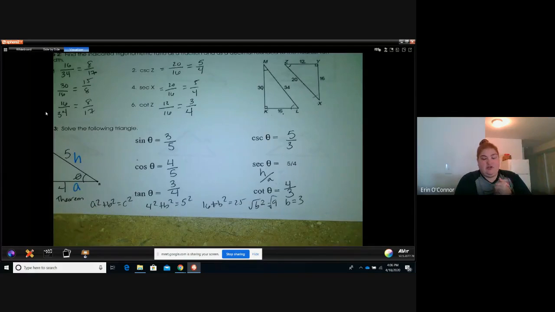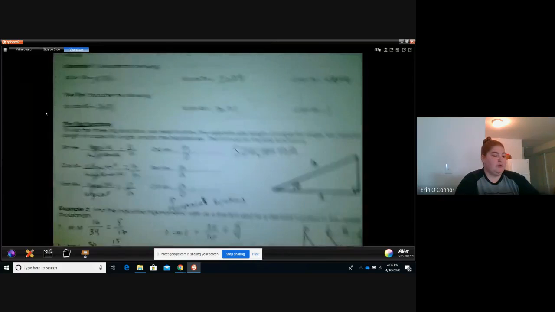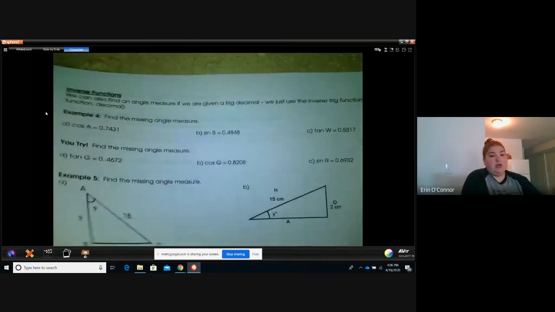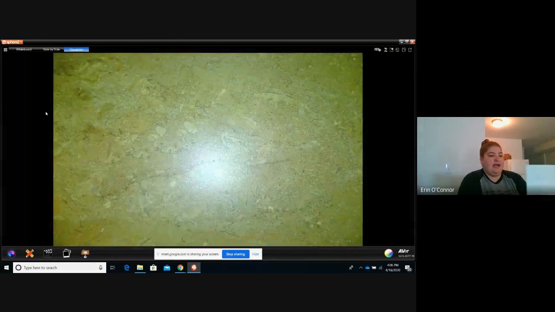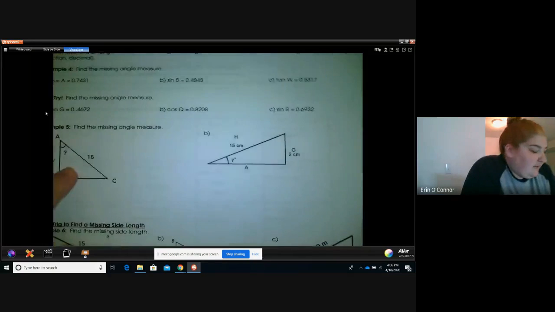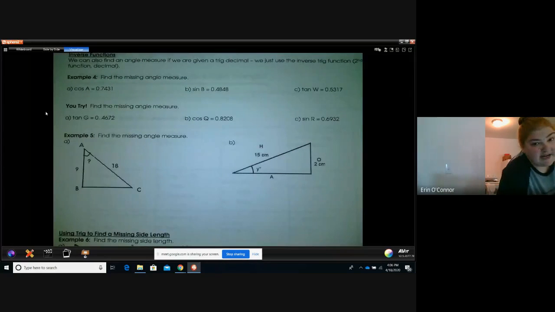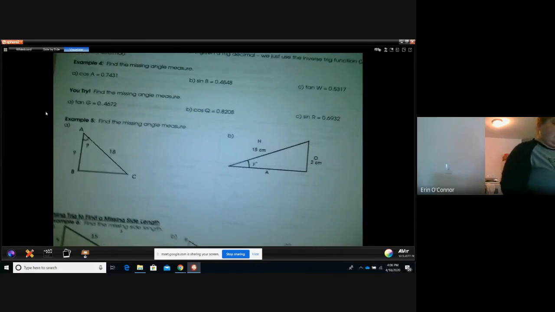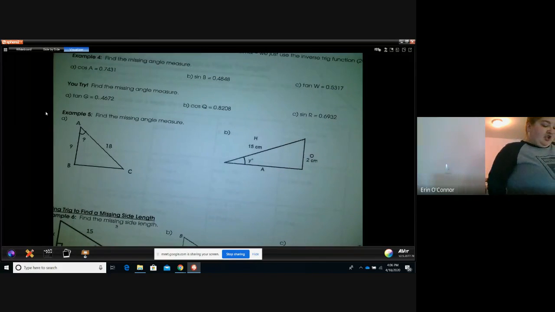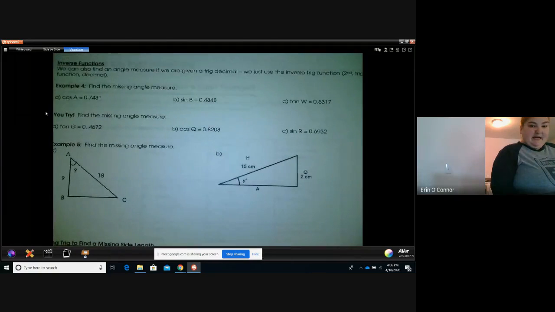And that is how you do the reciprocal functions. Okay, let's keep going on. So along with finding angles, we can find sides that are missing. Or sorry, we can find an angle measure if we have the sides. If we're given a trig decimal, we just use the inverse trig function: second, trig function, decimal.